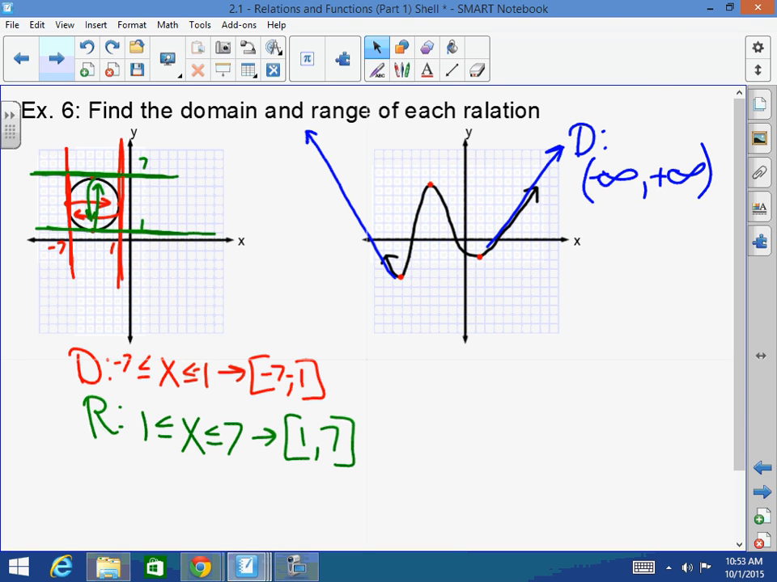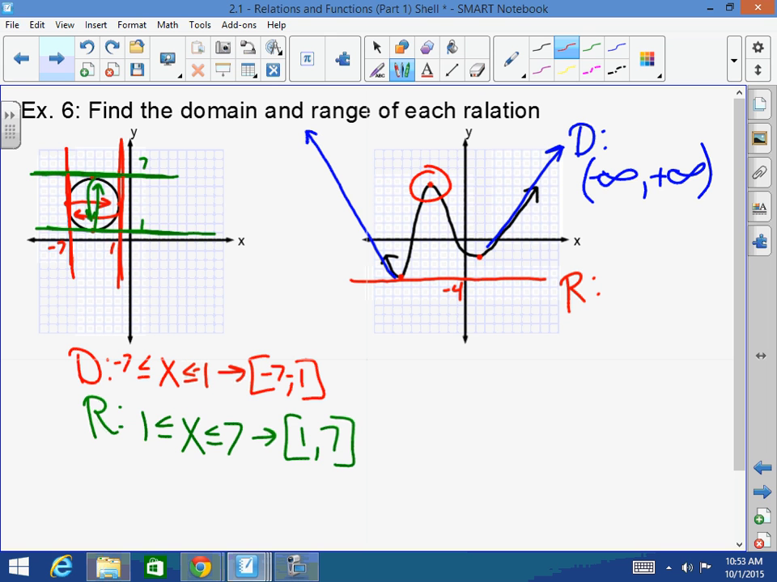How about the range? What would the range be here? What's the lowest point of this graph? Right here, which is at negative 4. What's the highest point of this graph? No, this is not the highest point of this graph. It keeps going on forever, guys. Aren't these arrows moving up forever? So I'm going from negative 4 to positive infinity.